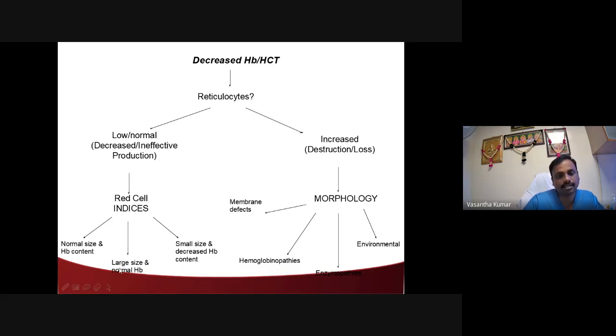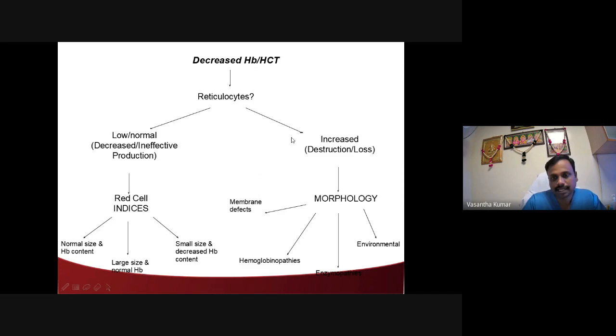If the size is large, it is called macrocytic or megaloblastic anemia. The commonest cause is B12 or folic acid deficiency. If the size is small, with decreased hemoglobin content, the mnemonic is TICS: thalassemia, iron deficiency anemia, anemia of chronic disease, or sideroblastic anemia. If the size is normal, it could be due to either a hemolytic or a non-hemolytic cause.